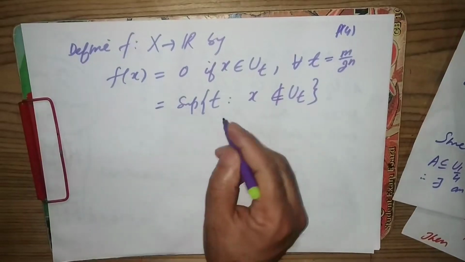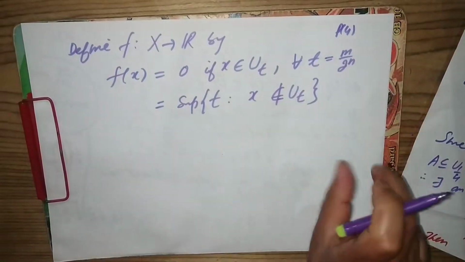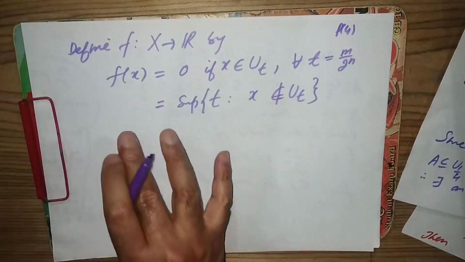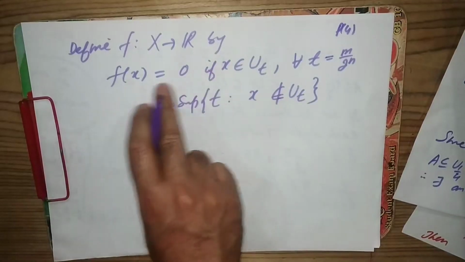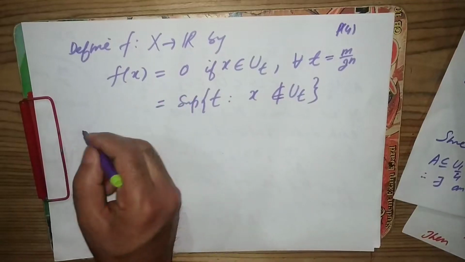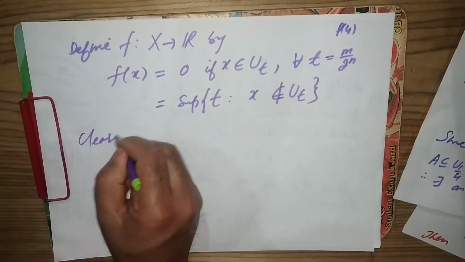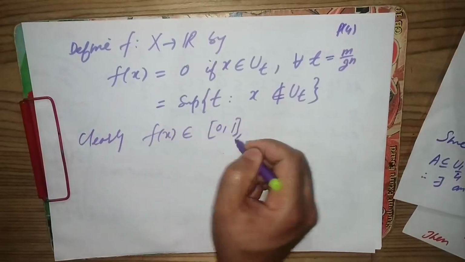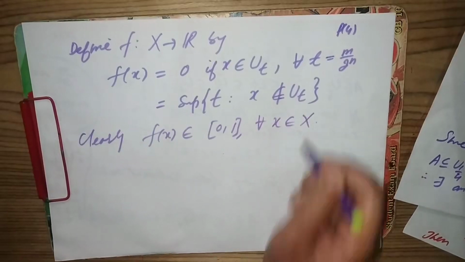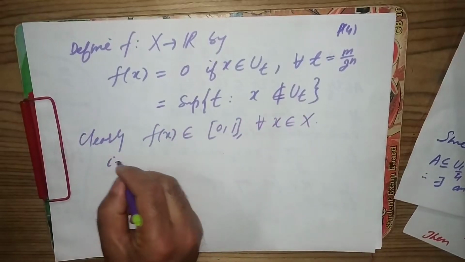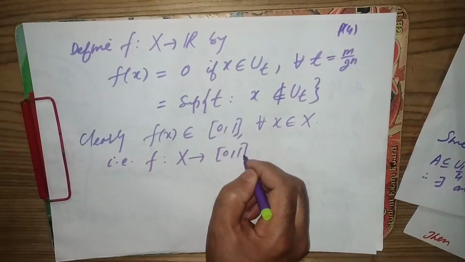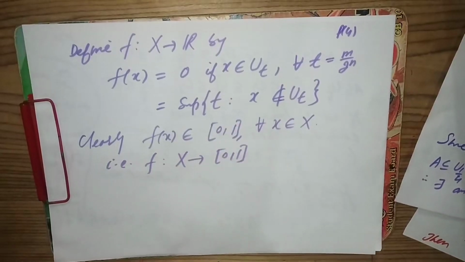Since these dyadic rational numbers lie between 0 and 1, this supremum also lies between 0 and 1. It's either 0 or 1 or in between. And here its value is 0. So one can easily see that f of X belongs to the closed interval [0, 1] for all X belonging to X. So f is a function from X to the closed interval [0, 1].